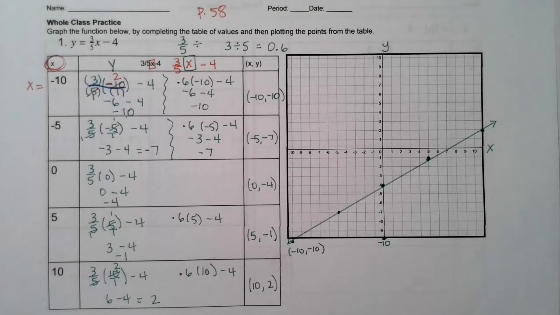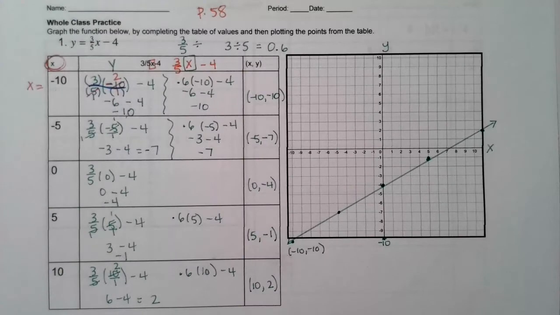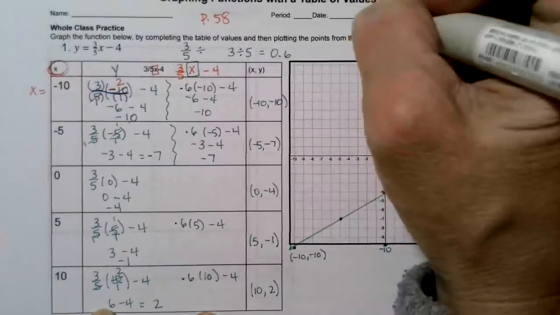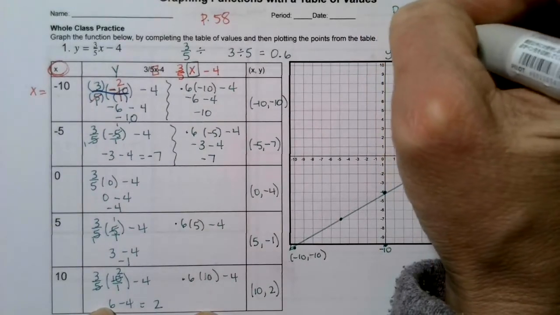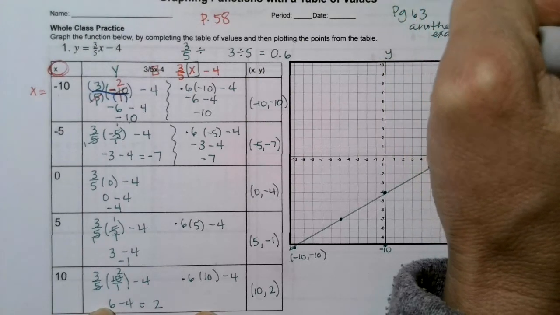If you look ahead in your portfolio, you will find that there is another example like this on page 63. So page 63 for another example like this one.